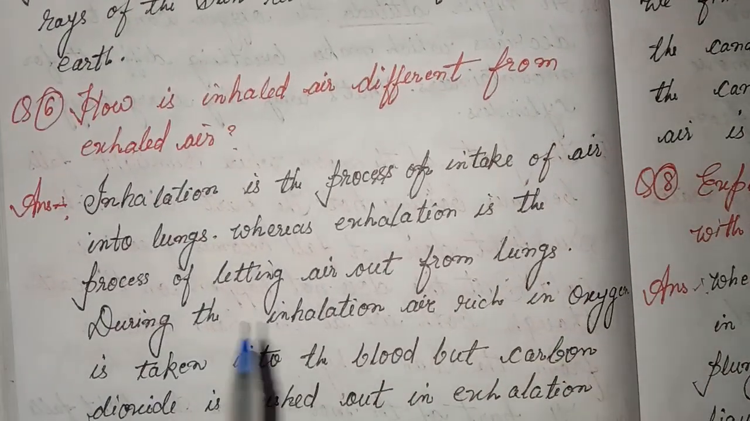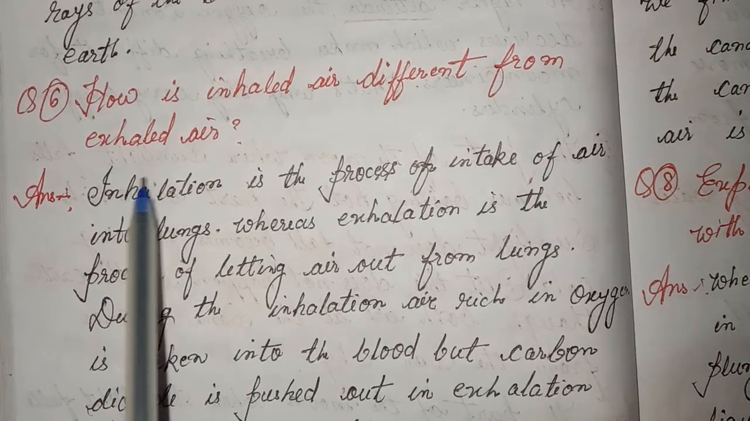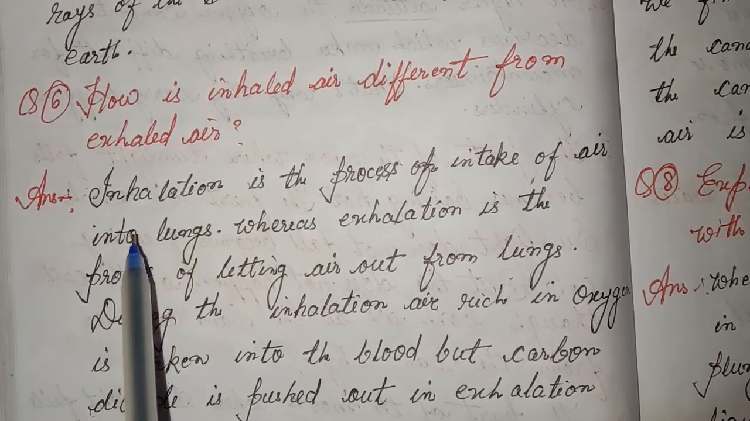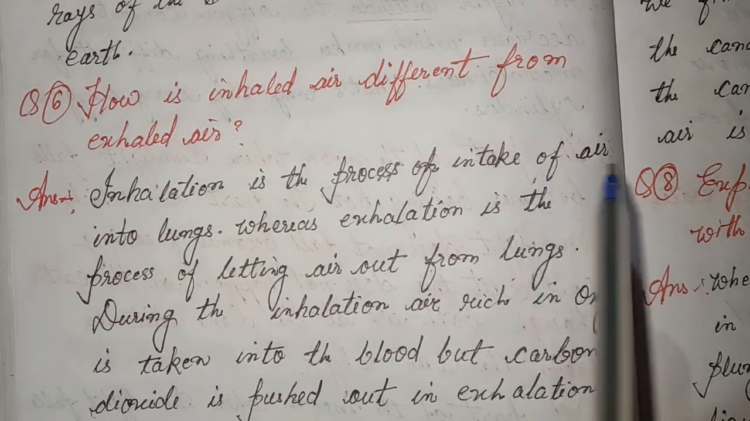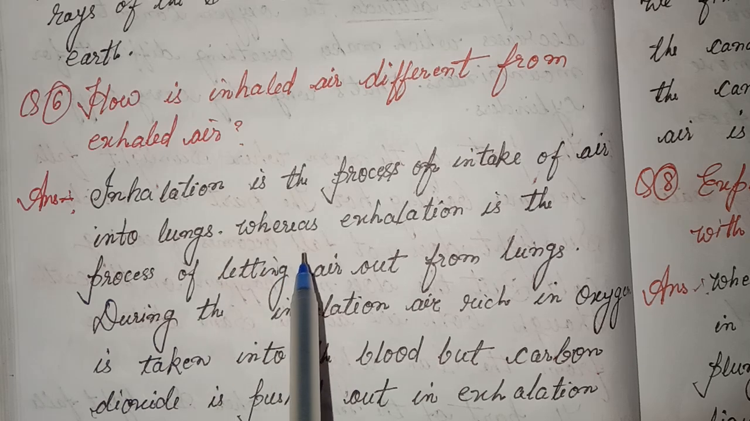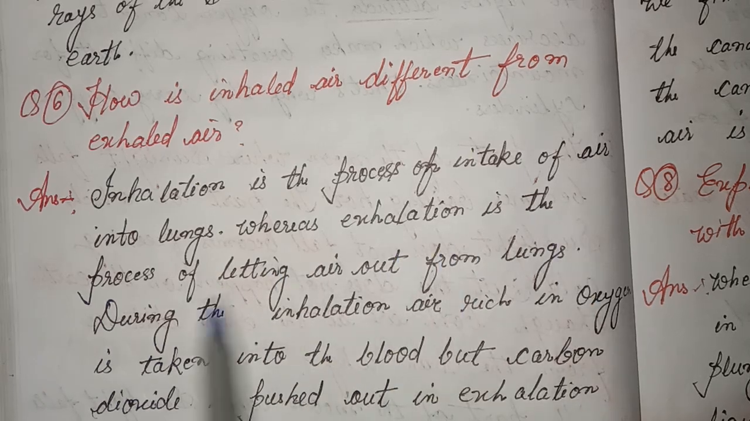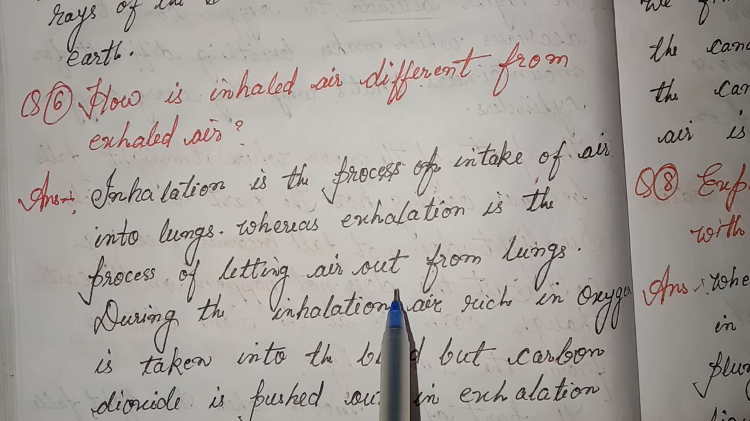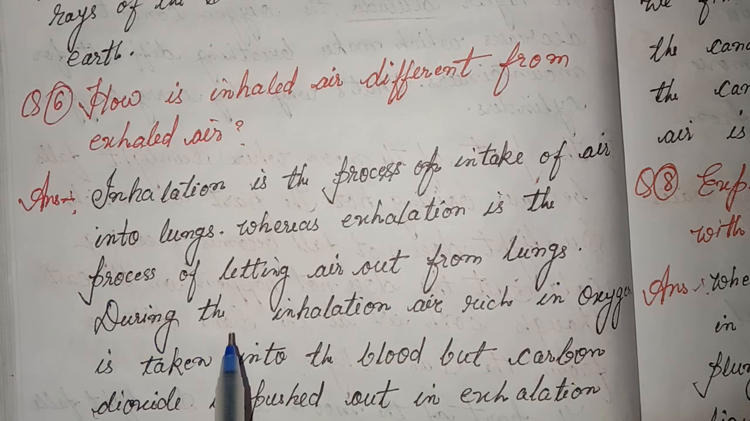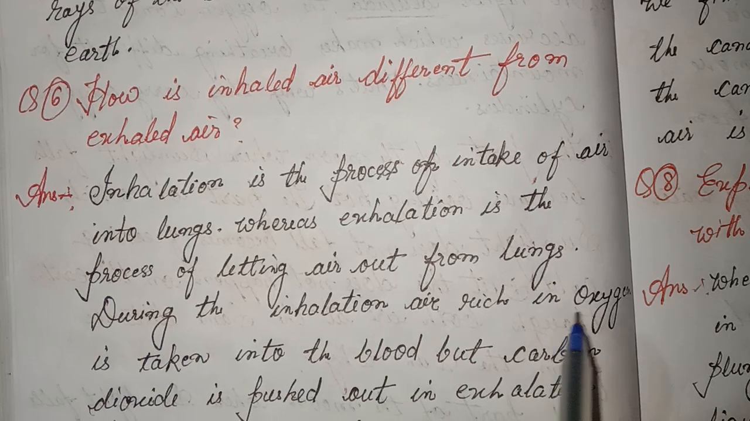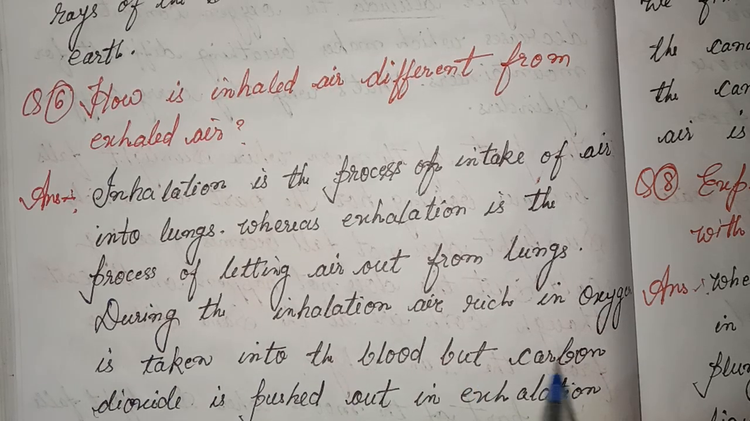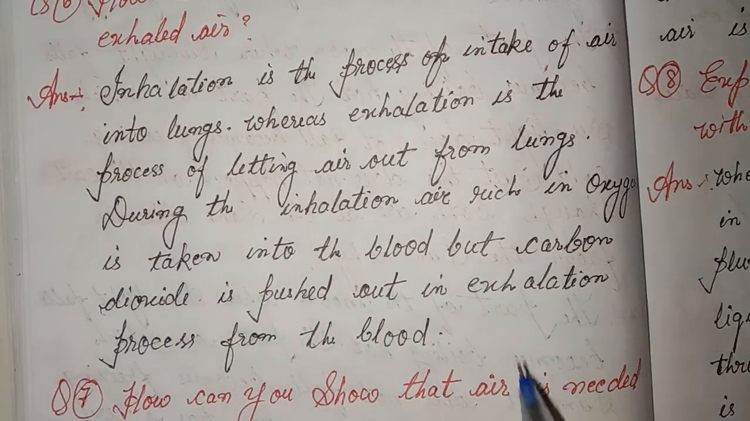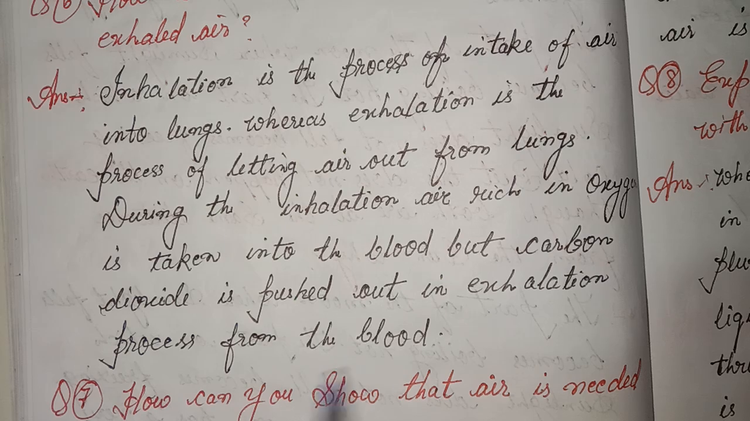6. How is inhaled air different from exhaled air? Answer. Inhalation is the process of intake of air into lungs, whereas exhalation is the process of letting air out from lungs. During the inhalation, air rich in oxygen is taken into the blood, but carbon dioxide is pushed out in the exhalation process from the blood.